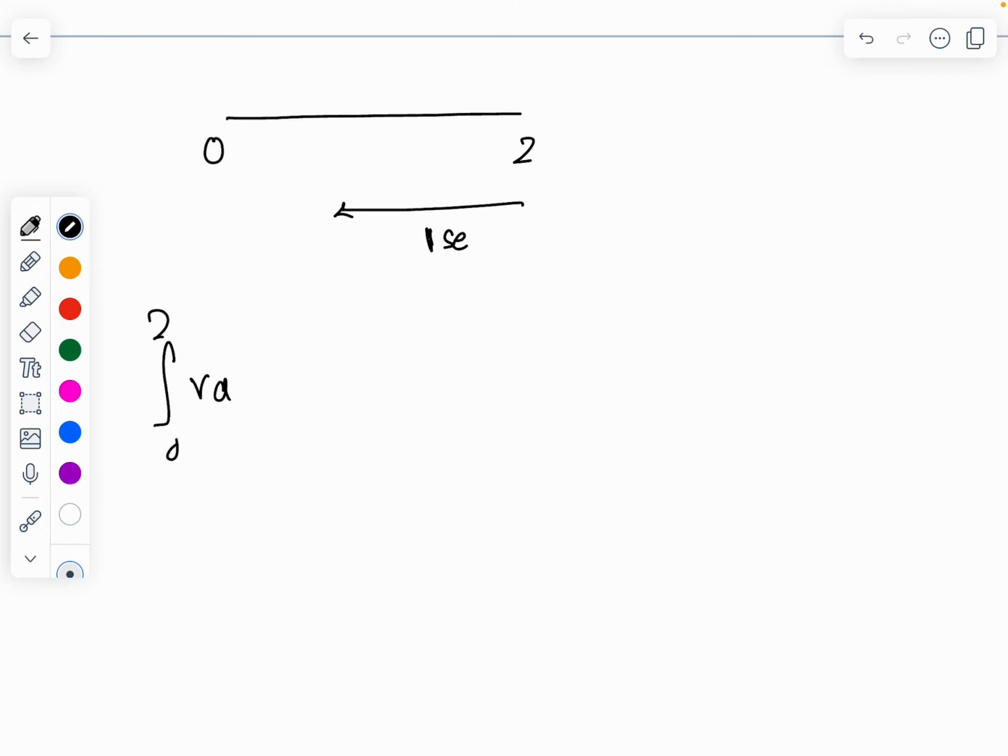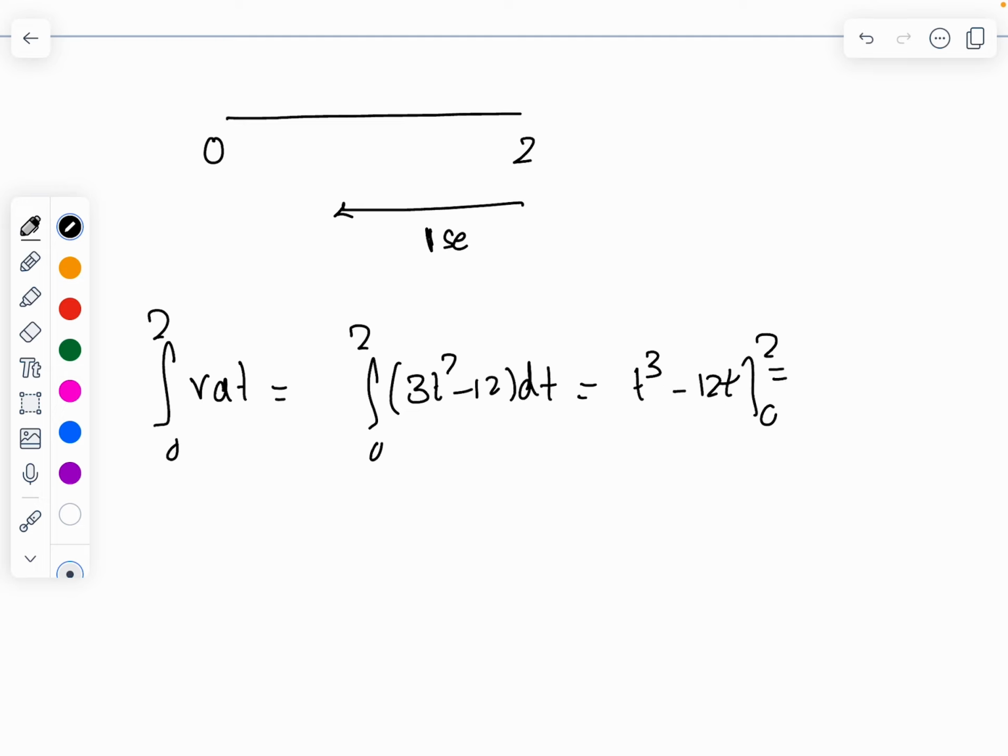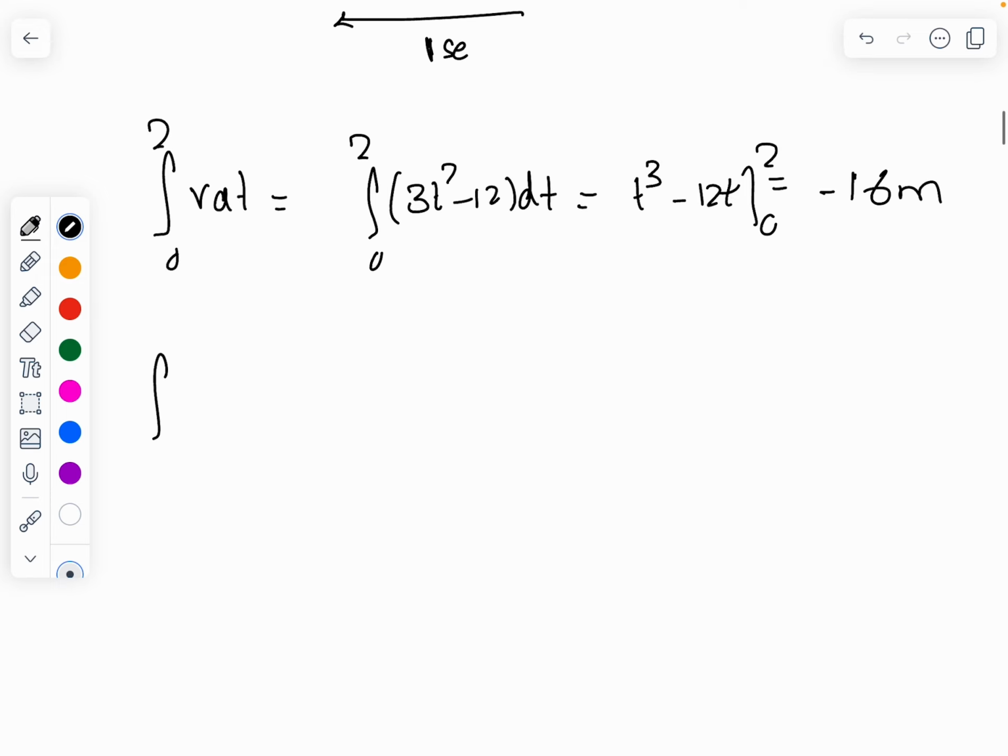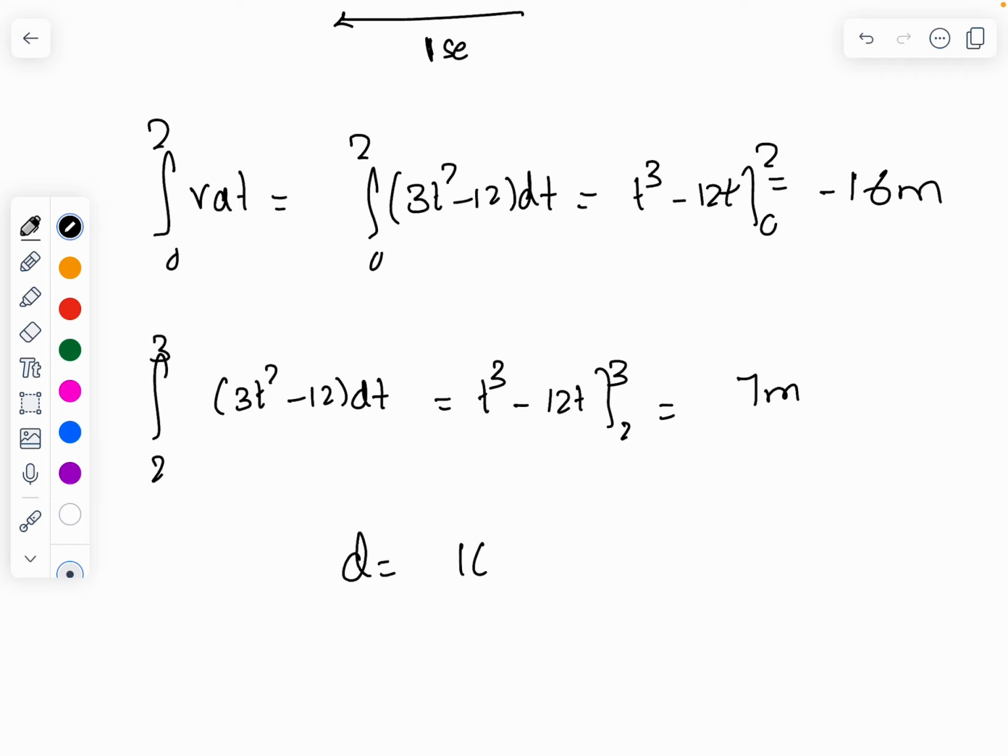0 to 2 of v dt, which is the integral from 0 to 2 of 3t square minus 12 dt, which is going to be t cube minus 12t from 0 to 2, which is negative 16 meters. Then again 2 to 3 of 3t square minus 12 dt, which is again t cube minus 12t from 2 to 3, which gives me 7 meters. So total distance is going to be 16 meters plus 7 meters, which is 23 meters. This is without GDC.